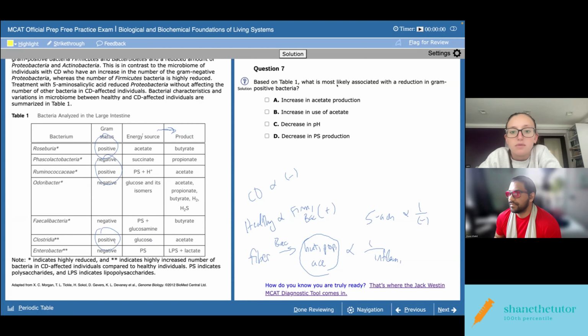Is it... well, okay, A and B are like... I still think D is wrong. I don't think it says anything about pH, but between production and use of an energy source, using would be... and production would be... So is it A?